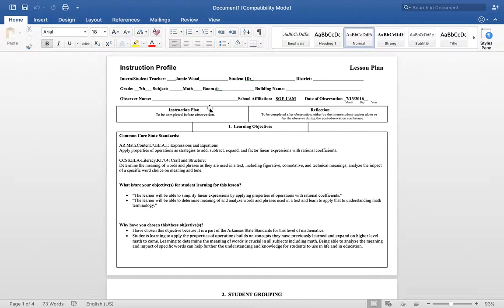My name is Jamie Wood, and I will be going over a lesson plan for a 7th grade math lesson. The date that this was prepared was 7/13/2016.